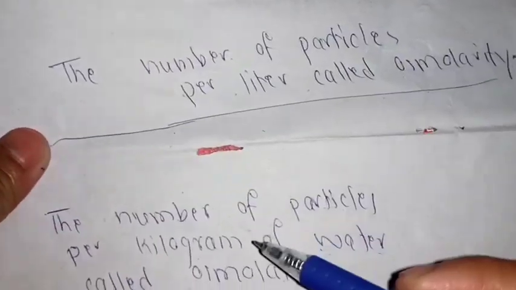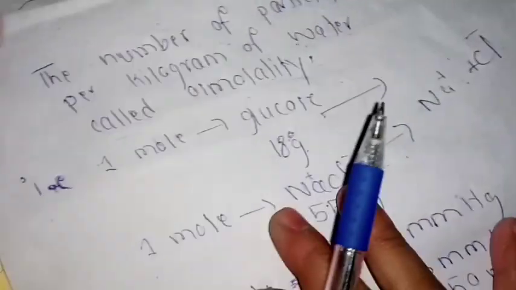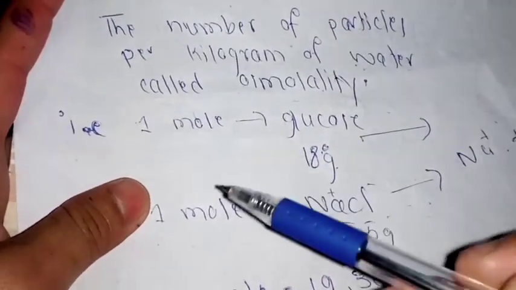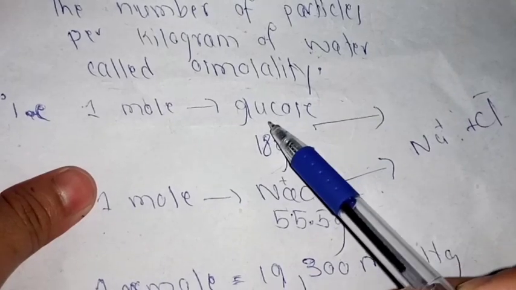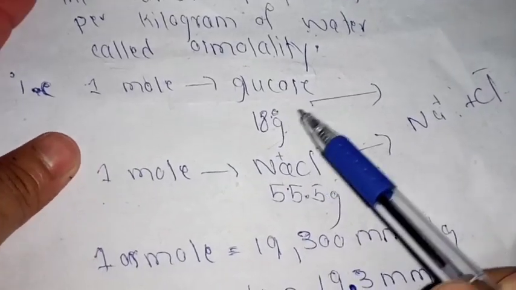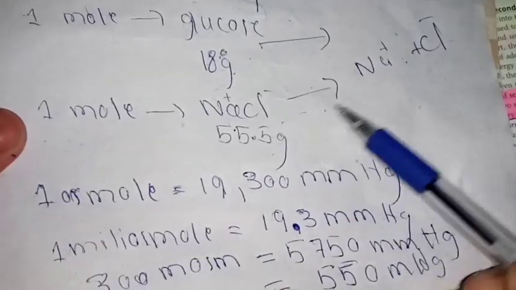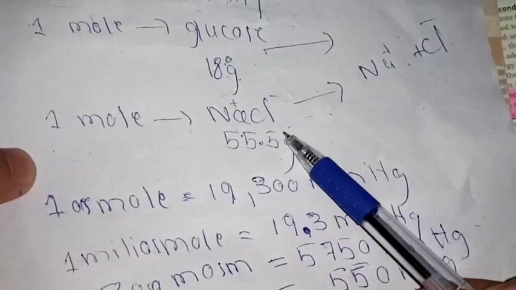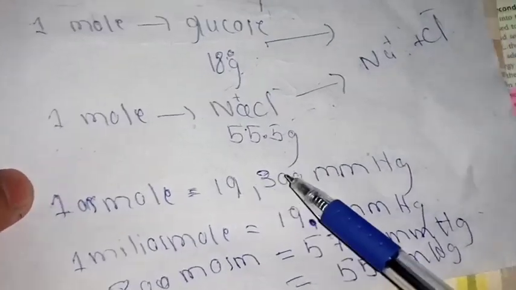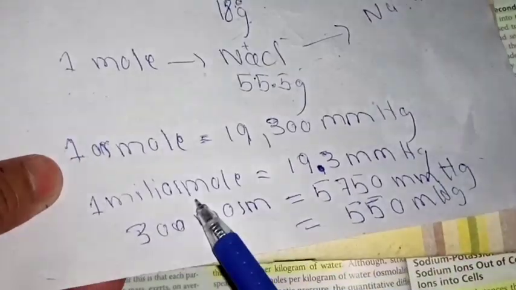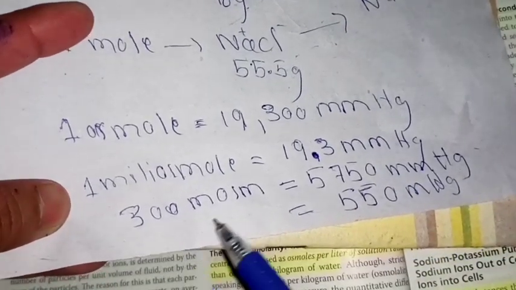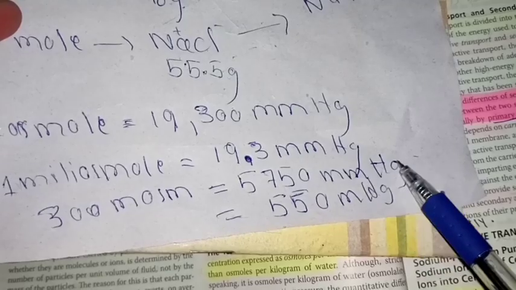So this was the difference between osmolarity and osmolality, and the osmotic pressure depends on the separation of the molecule and on the number of molecules, not on the size of the molecule. For example, glucose and sodium. This is 1 osmol, this is the 2 osmolar solution, this is 1 osmolal, and this is 2 osmolal solution. 1 osmol is equal to 19,300 millimeter of mercury, 1 milliosmol is equal to 19.3. Our body fluid has osmolality of 300, so we have 750 millimeter of mercury pressure.